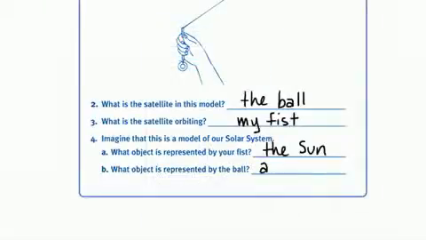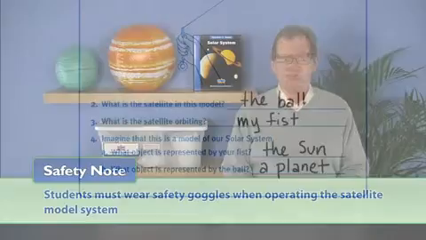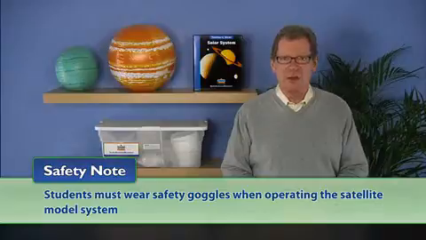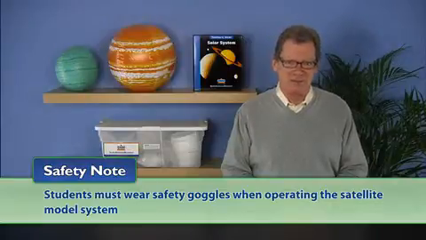Next, provide a copy of Activity Sheet 2 and a pair of safety goggles to each student, and distribute the materials to each team. Instruct students to build and operate the satellite model system that you've demonstrated, and then to complete Activity Sheet 2. Note that students must wear safety goggles when operating the satellite model system.